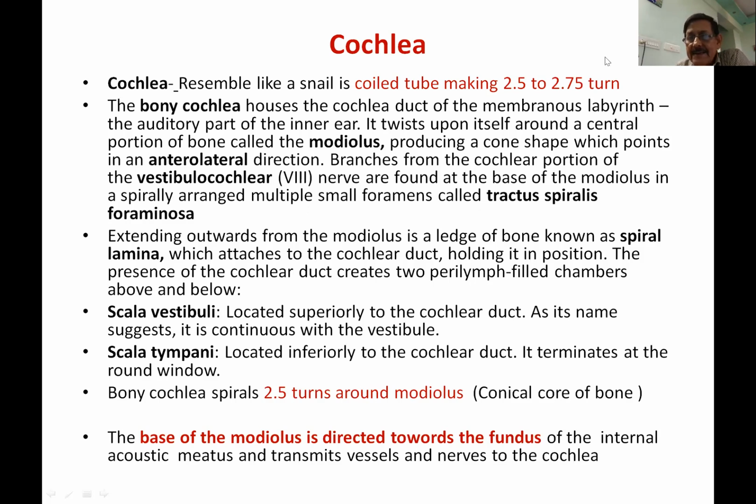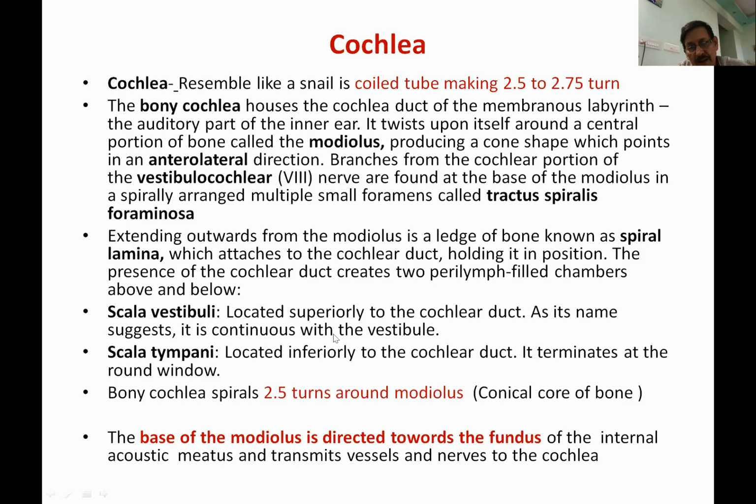So it is a conical structure. Extending outward from the modiolus is a wedge of bone winding around it. This shelf-like bony projection from the modiolus into the bony cochlear canal is called the osseous spiral lamina.